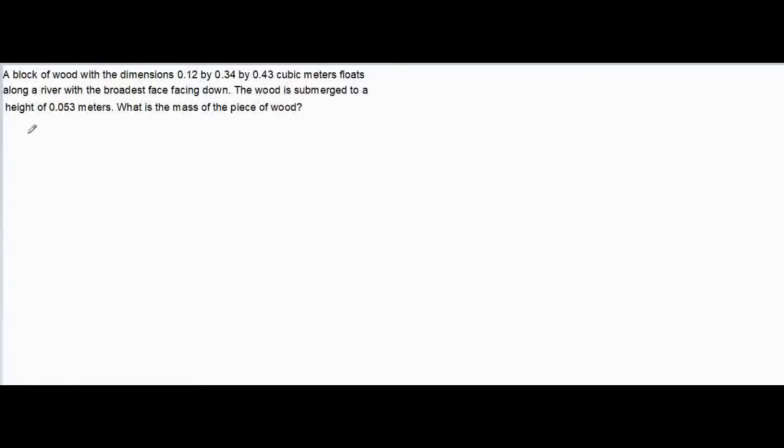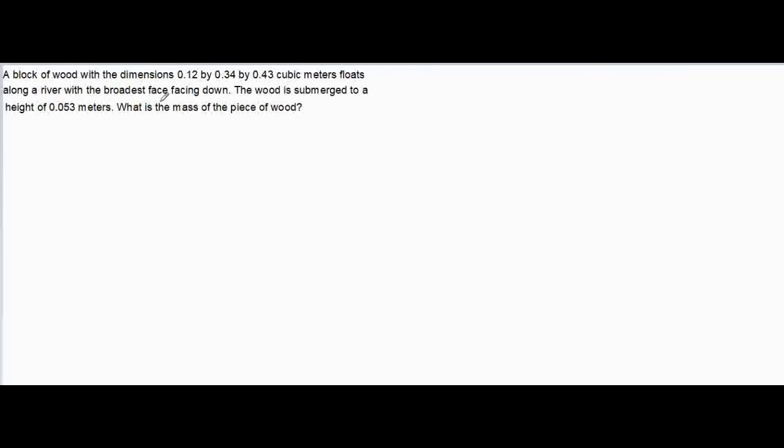First question here says a block of wood with the dimensions 0.12 by 0.34 by 0.43 cubic meters floats along a river with the broadest face down. The wood is submerged to a height of 0.053 meters. What's the mass of the piece of wood? Now, first thing we need to know is what volume of this wood is submerged underwater, so we know what volume of water is displaced.